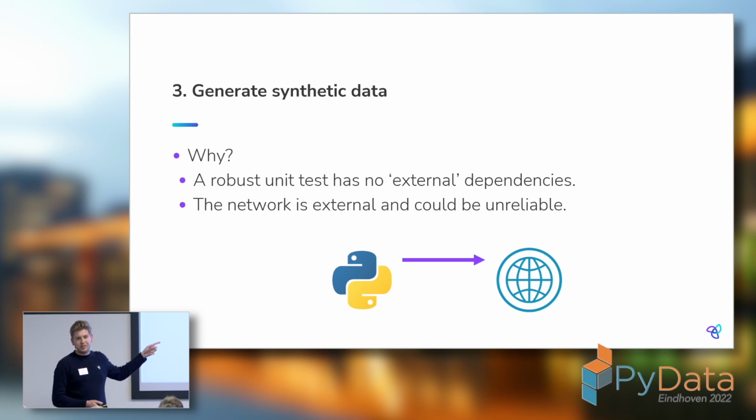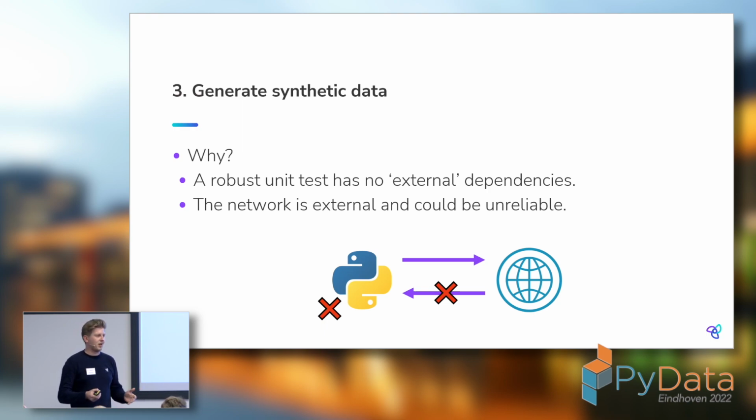We need to make a request to the Untapped web page, and then maybe the Untapped web page is down and it returns an error. And then our Python test will fail. But this gives a wrong insight, because we could get the idea that our own Python code is not functioning while the actual problem is with the network. So we want to remove those dependencies so we only validate that our internal code is actually working. And in order to do that, we need to create some synthetic data.